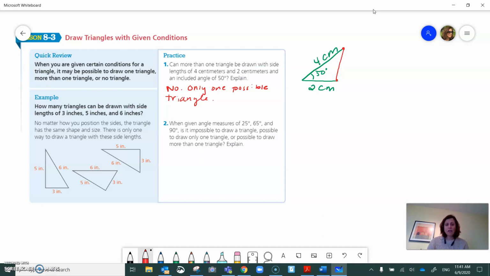Number 2 says, if you're given angle measures of 25, 65, and 90, is it impossible to draw a triangle, possible to draw only one, or possible to draw more than one? So let's first check this out, because what I definitely know about a triangle is if you add up the angles on the inside, you get 180. So if I add those up, do I get 180? 25 and 65 is 90. Plus another 90. Okay, so it is possible to draw a triangle. 25, 65, and 90.